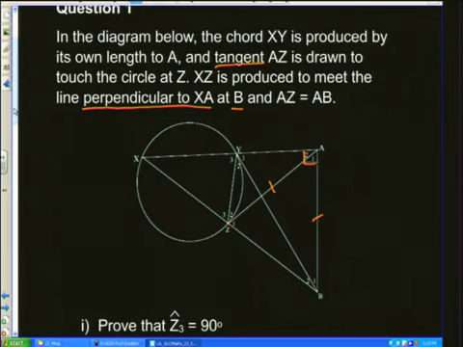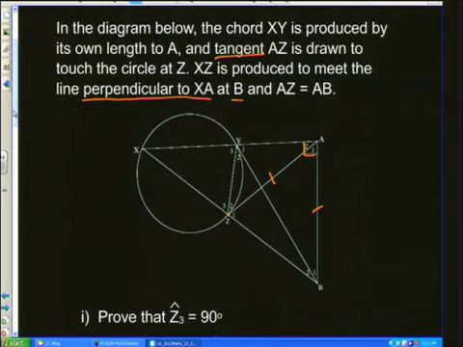Let's see if we can start by finding the first thing. I'll leave it like that. Question 1. Prove that the angle Z3 is 90 degrees. So this is my angle Z3 over here, and I have to prove that it's equal to 90 degrees. Okay.